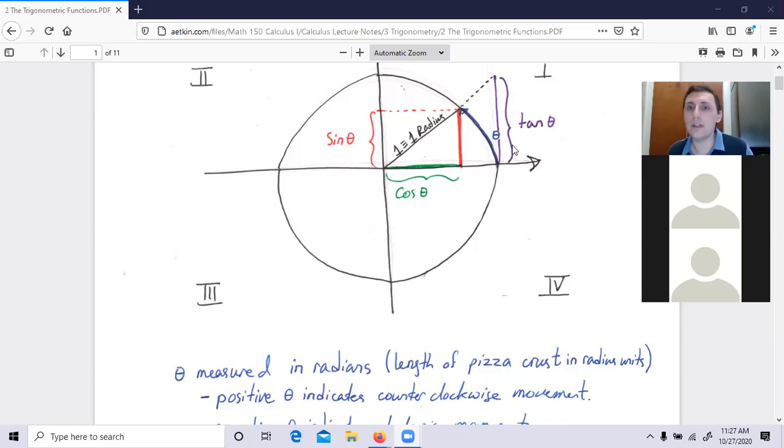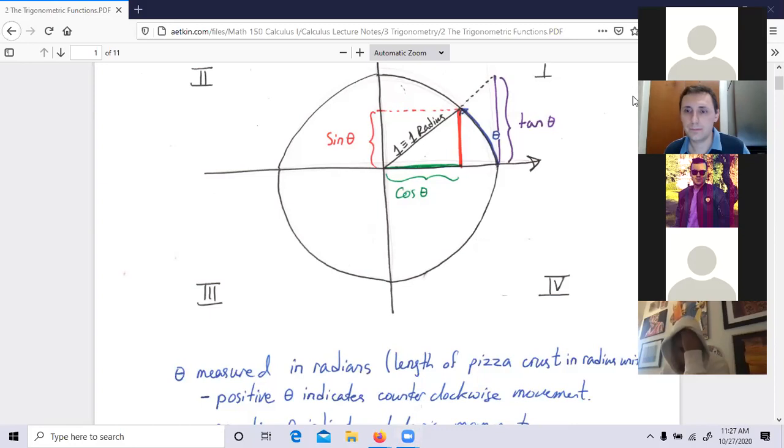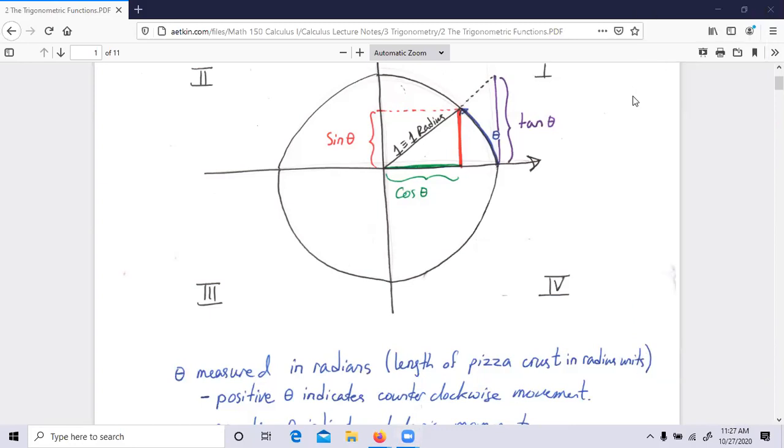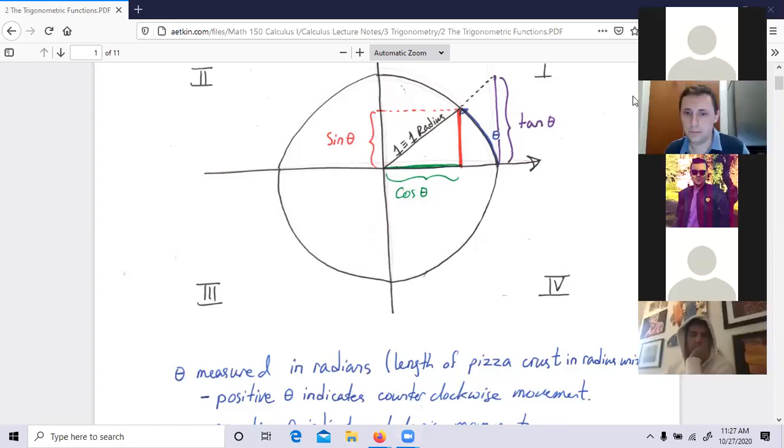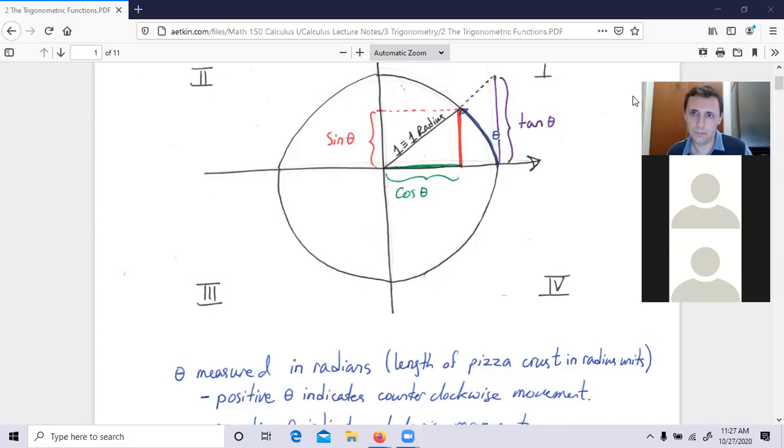Good. So when is cosine equal to 0? Pi over 2 and what other value? And 3 pi over 2. Very good. We look at it. What is pi over 2?